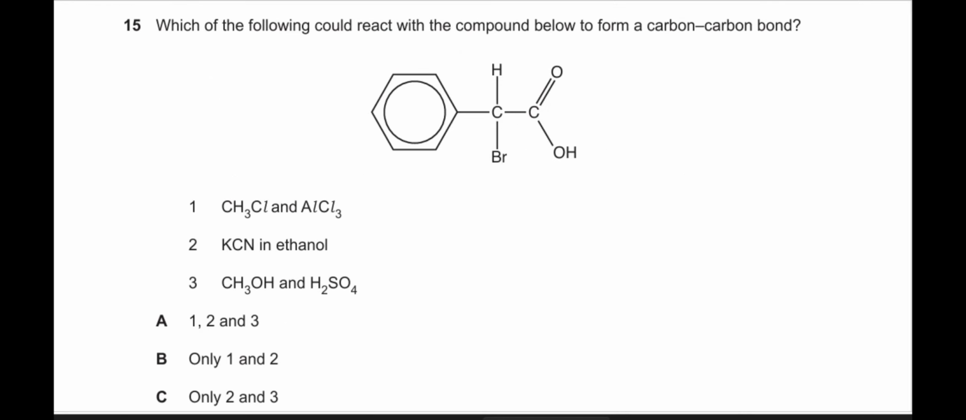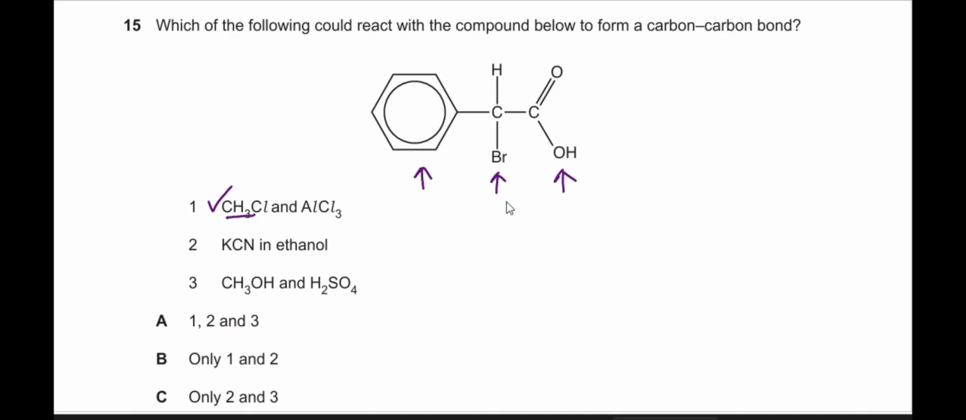Question 15. Which of the following could react with the compound below to form a carbon-carbon bond? Let us look at the various functional groups in the given compound. There is the phenyl group here, then we have the carbon-bromine bond, and then we have got the carboxylic acid group. The phenyl group, as we discussed in an earlier question, is susceptible to electrophilic attack if it is from a strong positive charge, such as chloroalkane in presence of aluminum chloride. Therefore, the first option will form a C-C bond with the phenyl group, as it can attach the methyl group to the benzene ring. So this is correct.